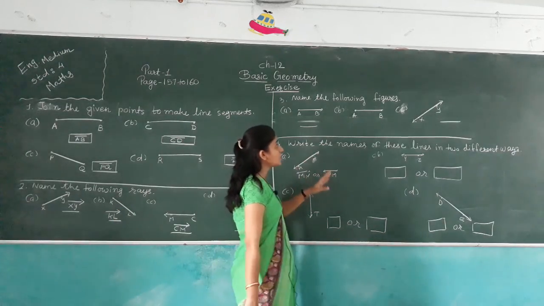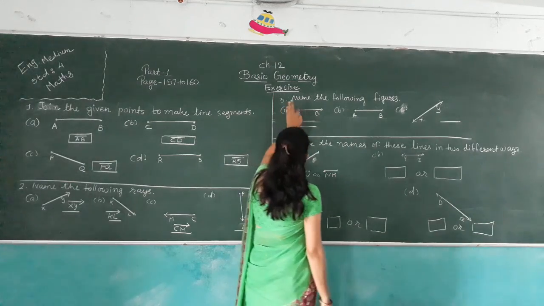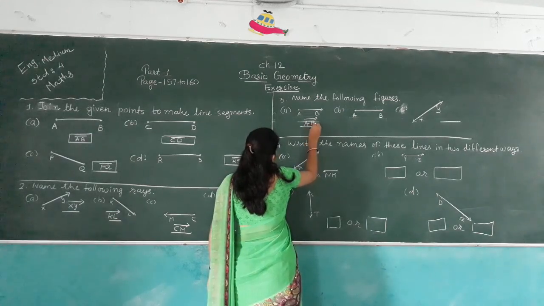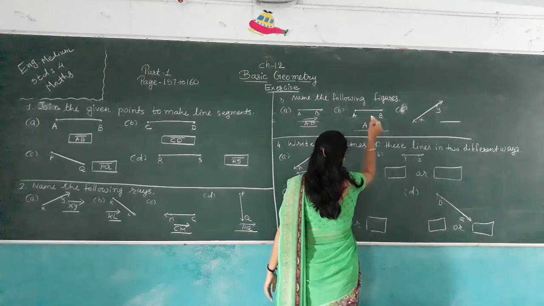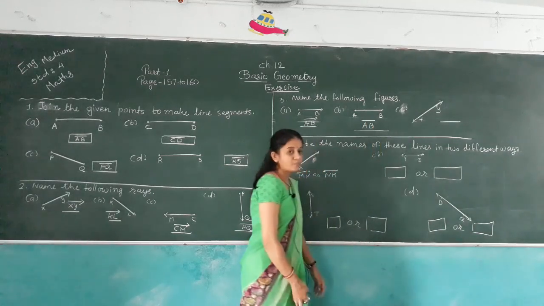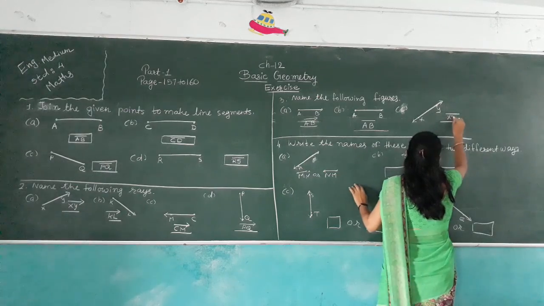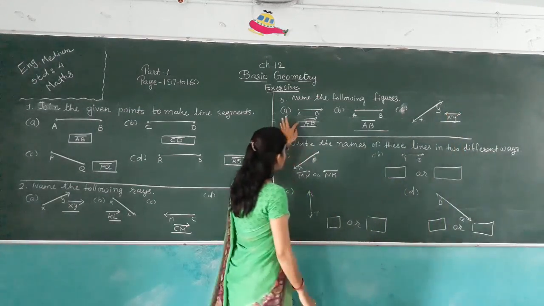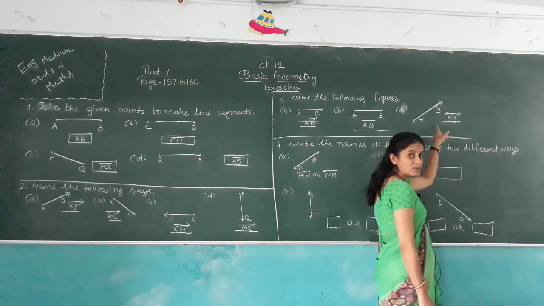Now the next question. Name the following figures. Here is ray AB. This one is line segment AB. This one is called a line, line XY. So: ray AB, line segment AB and line XY.